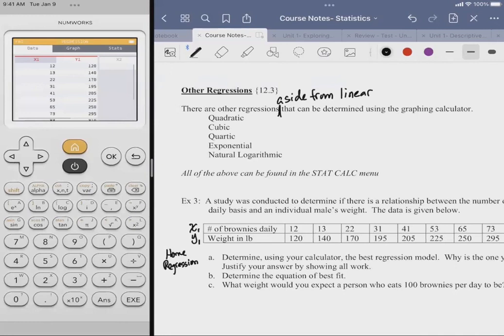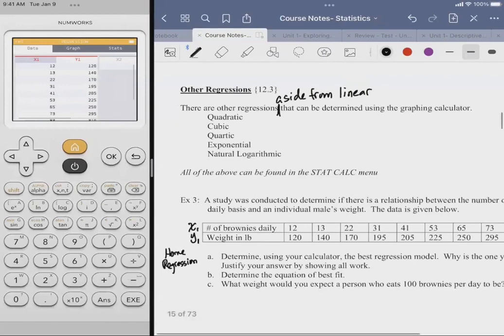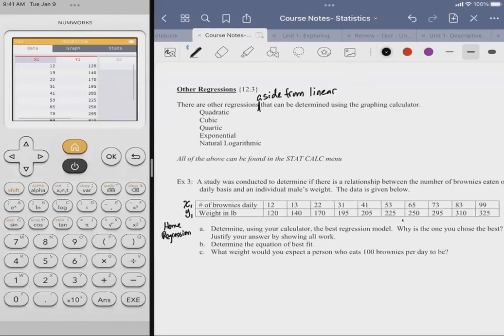All right, the first thing that we do is it says determine using your calculator the best regression model, but I would make a visual determination first. That'll set me on the right path. Check the graph to see what kind of pattern you're dealing with.